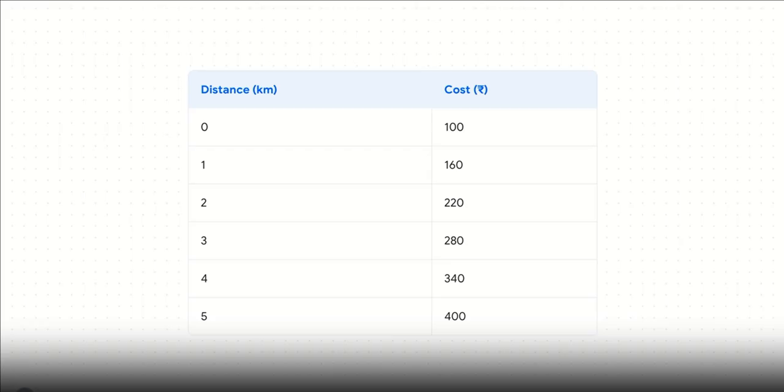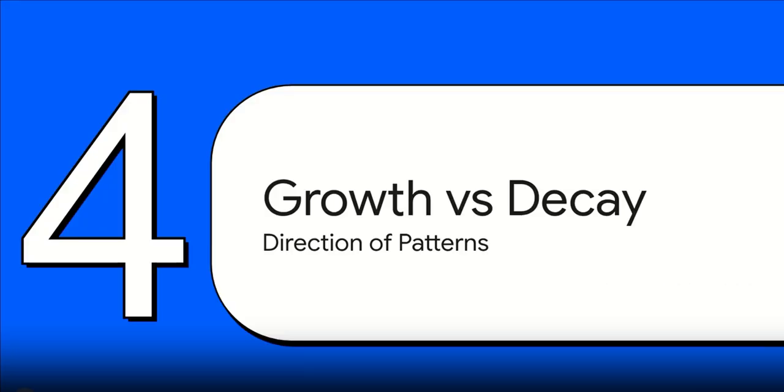We go from 100 to 160 to 220 to 280. Do you spot the pattern? For every single kilometer we add to our input, the output cost jumps by exactly 60 rupees. No surprises? This constant difference between successive values, that is the absolutely defining characteristic of a linear pattern. Which leads perfectly into Section 4, growth versus decay.